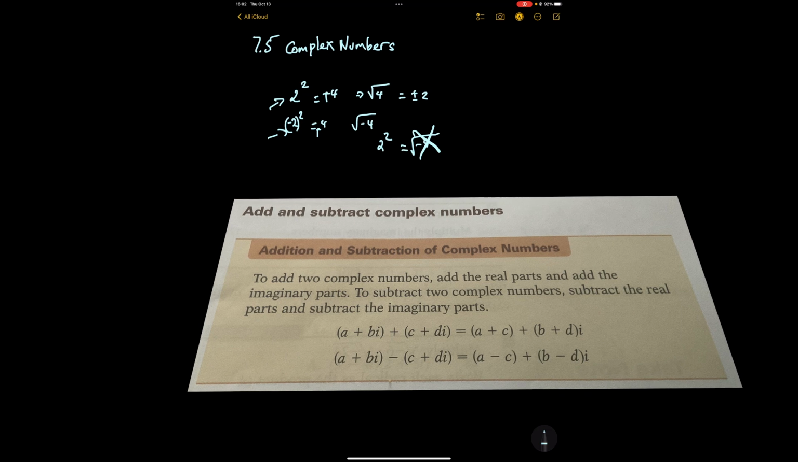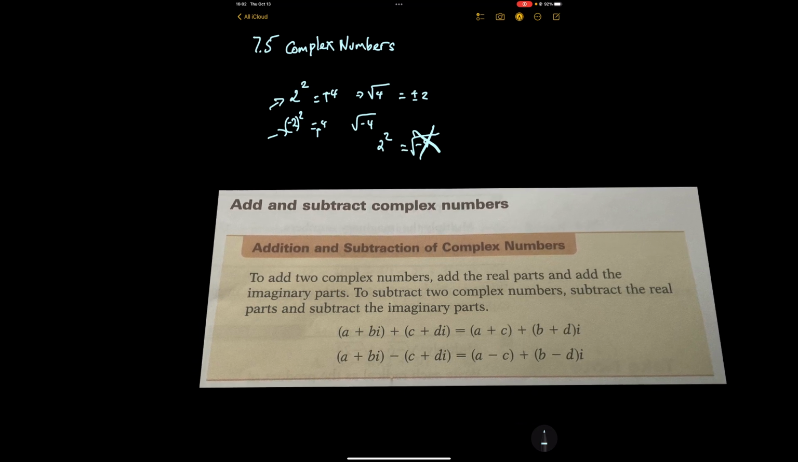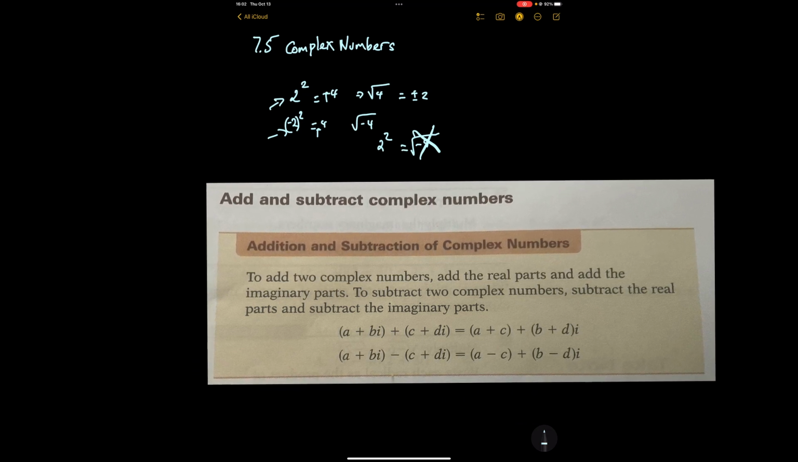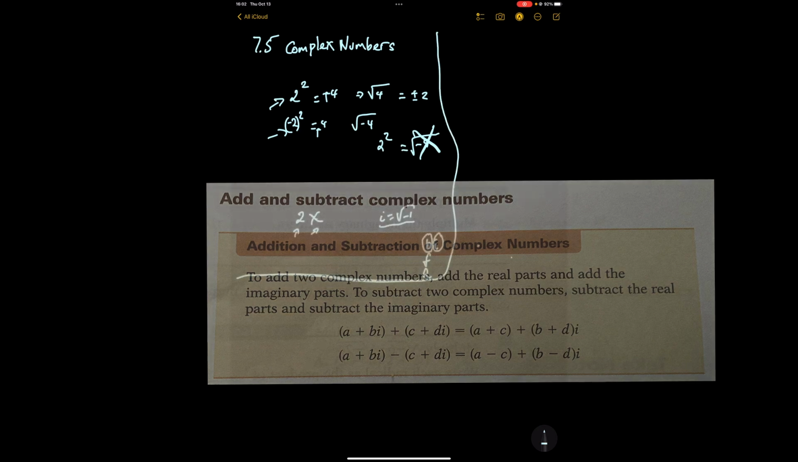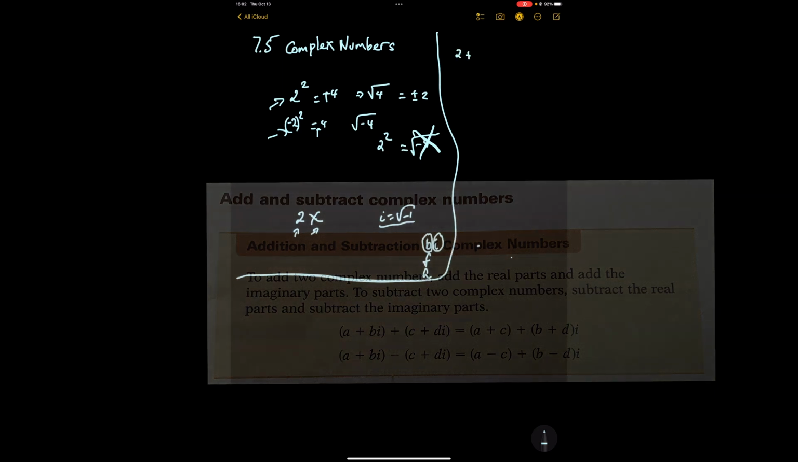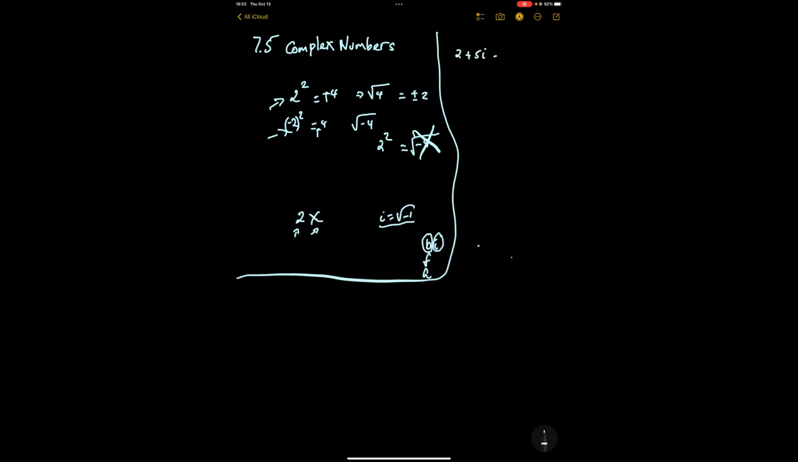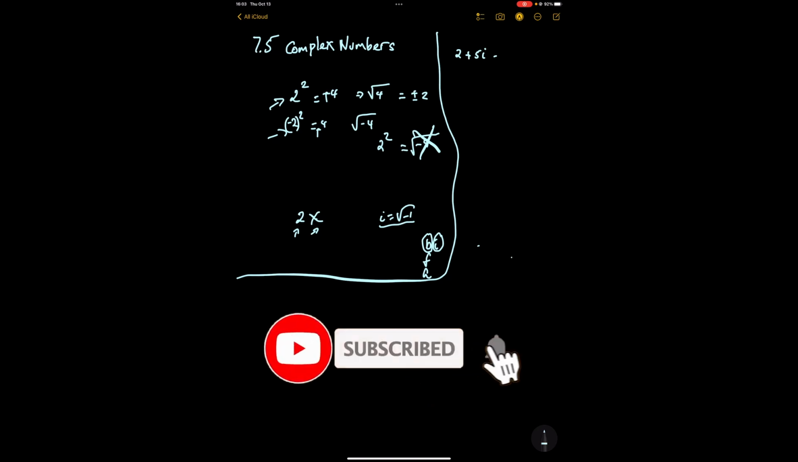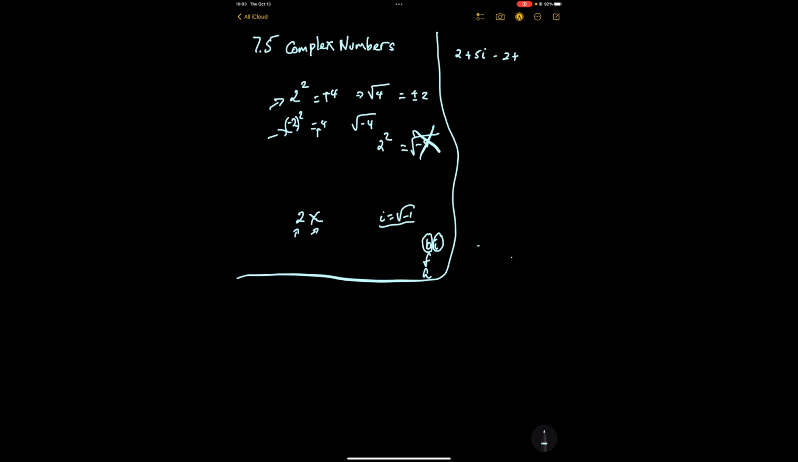In the same way, to subtract two complex numbers, you subtract the real parts and subtract the imaginary parts. For instance, let's say we have 2 plus 5i minus 2 plus 3i. Well, what it's going to be is 2 minus 2 is equal to 0.